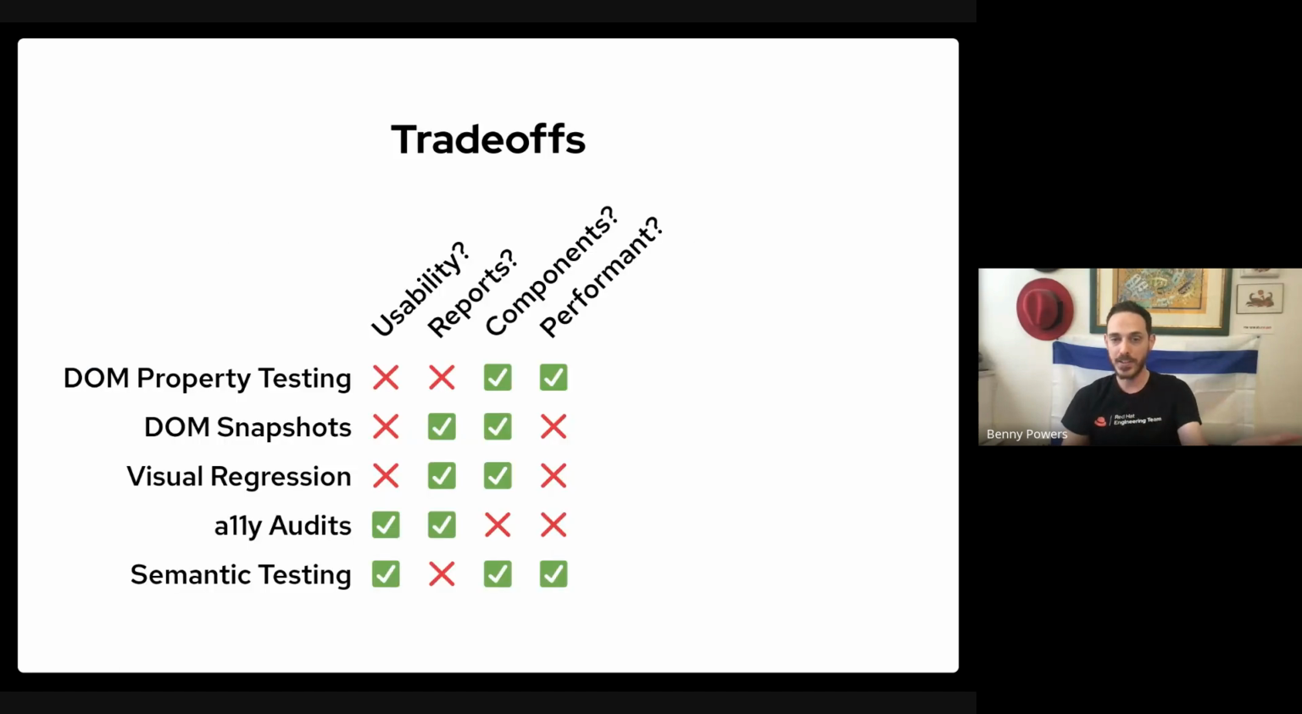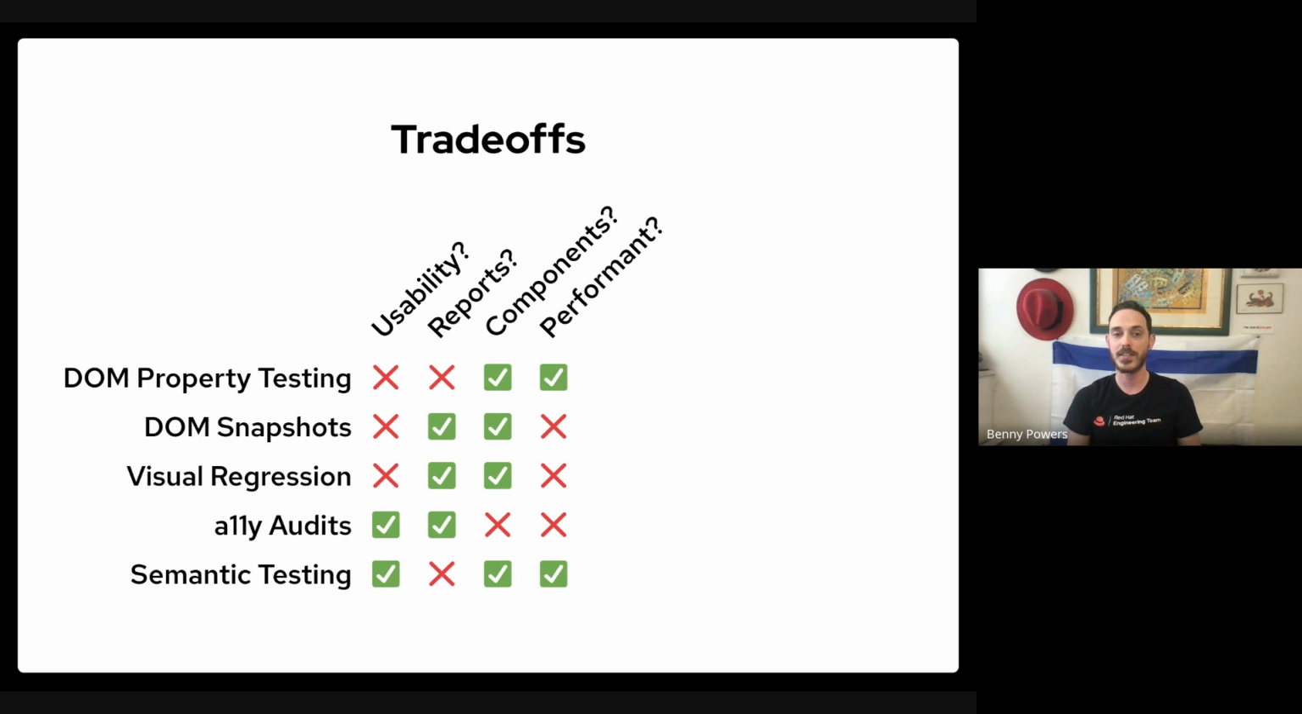So I prepared this chart of the pros and cons of all these different varieties of testing. For DOM property testing, we don't really get any of that usability information out of our tests, and we don't get these kind of comprehensive reports that you might get from other methods. But it is very well adapted to component testing, and it's quite performant because I'm just accessing my asserted property and checking it and moving on to the next test.